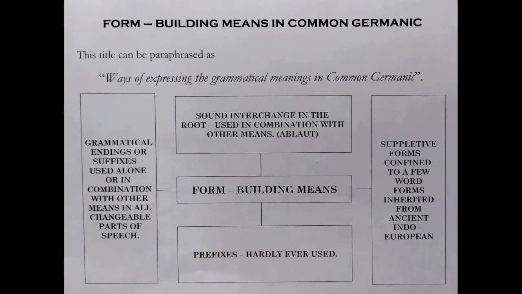And the last one, prefixes, hardly ever used. In the English language, in all the Germanic languages, we find prefixes expressing grammatical meaning. For example, geboren, etc. In the Russian language, we find many prefixes, but in the English language, we have no prefix expressing grammatical meaning. Such means of expressing grammatical meaning died out in the process of language development.